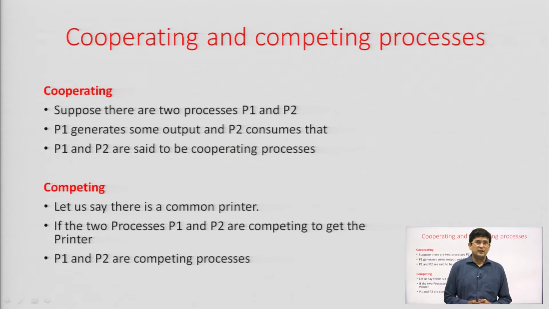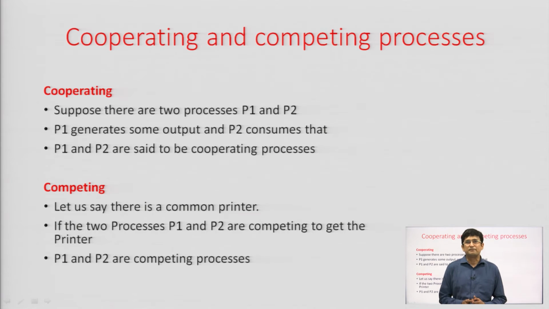For example, two or more processes are trying to access a printer. Now, a printer is a device on which only one printing can take place at one time. If multiple processes are trying to access the printer, then the printer is not given to all the processes all of a sudden or simultaneously. So, there will be some ordering maintained. There is a competition between these processes as to which process will use the printer first. So, these are the competing processes.